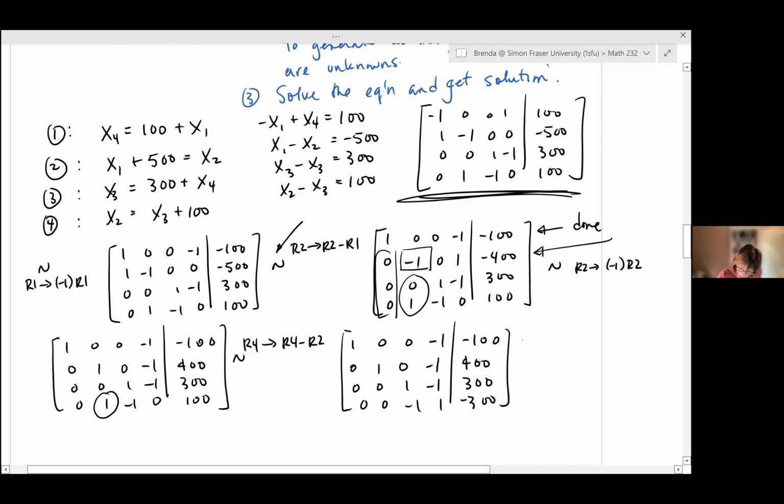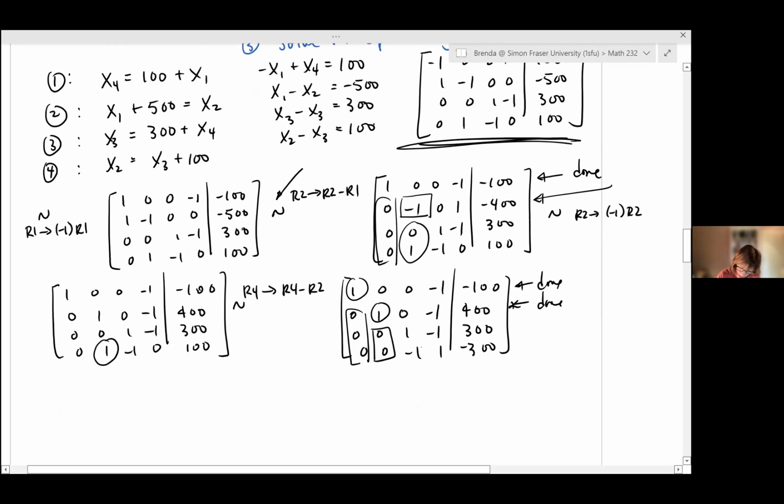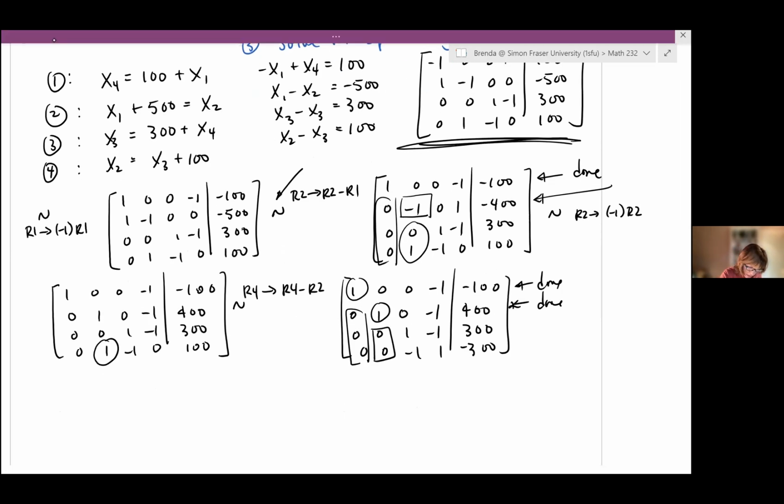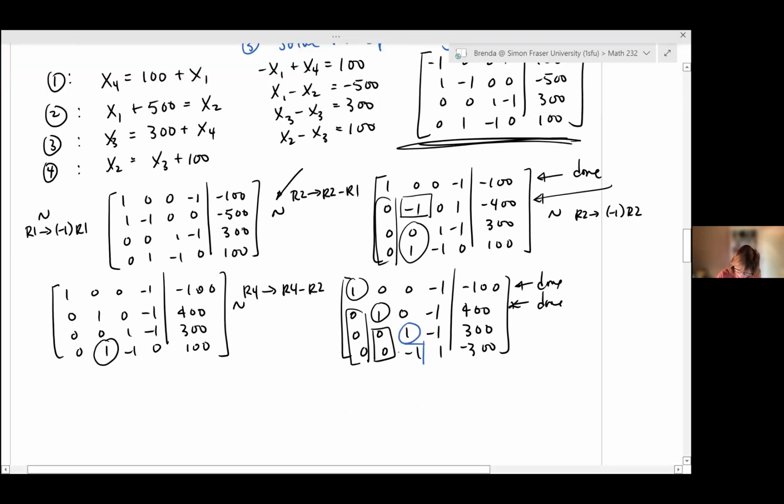Okay, now we're done with this one, done and done. Why am I saying that? Well, because I've got a leading 1 in both of those positions, and I've cleared these guys to 0 below. And so now we will be looking at the third row, and notice, it has a leading 0. So now the idea is to get that guy to be a 0 right there.